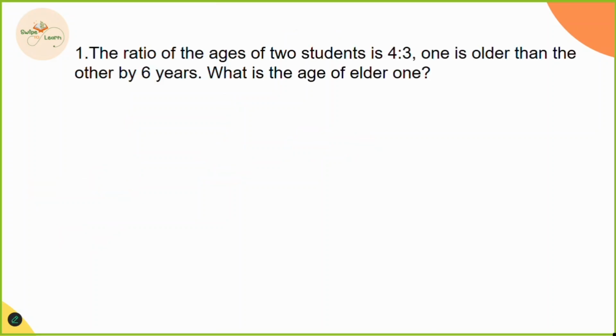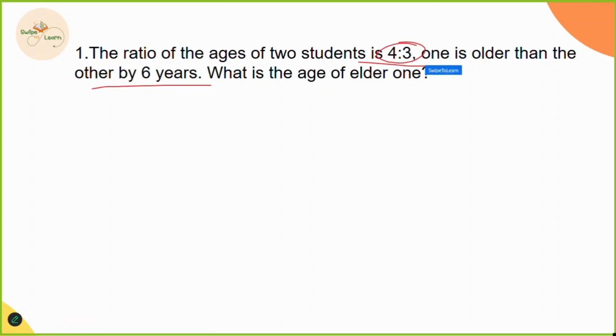The first question is, the ratio of the ages of two students is 4:3. One is older than the other by 6 years. What is the age of the elder one? Okay, they're saying that two people's ages are in the ratio of 4:3, and among the two, one is 6 years older than the other. Let's consider that I'm 10 years old and my cousin is 16 years old. So what can I say? My cousin is 6 years older than me. How can I say that? The difference between our ages is 6.